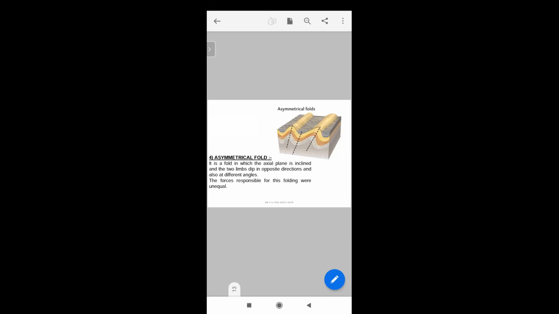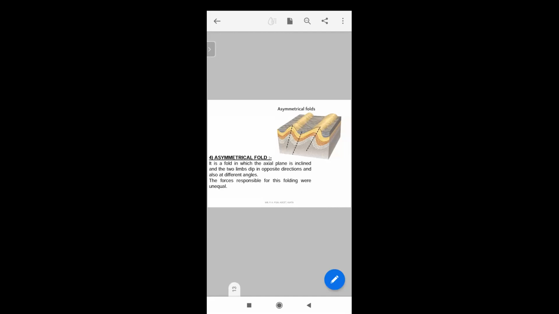Okay, the forces responsible for this folding were unequal. Now this sentence is also applicable in the symmetrical fold, only you have to change the wording. In the symmetrical fold, what will be the sentence? The forces responsible for this folding were equal for the symmetrical. आता या सेंटेन्सचं मिनिंग काय आहे की असिमेट्रिकलमध्ये काय होतंय की दोन्ही साइडने जे फोर्सेस अप्लाय झालेले होते ते या ठिकाणी अनइक्वल होते. म्हणजे एका साइडचा फोर्स कमी होता, एका साइडचा फोर्स जास्त होता.